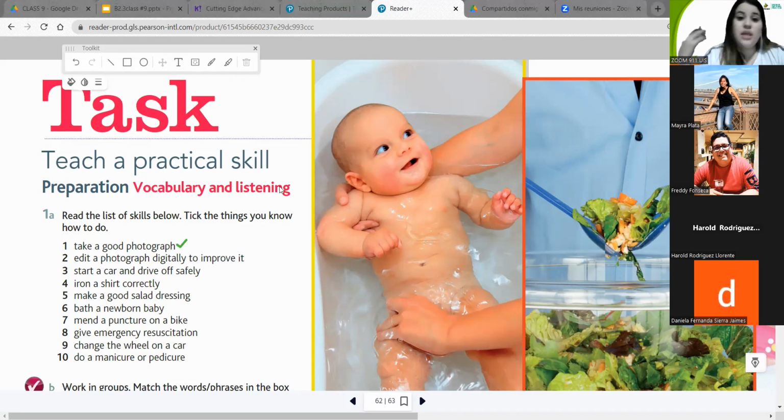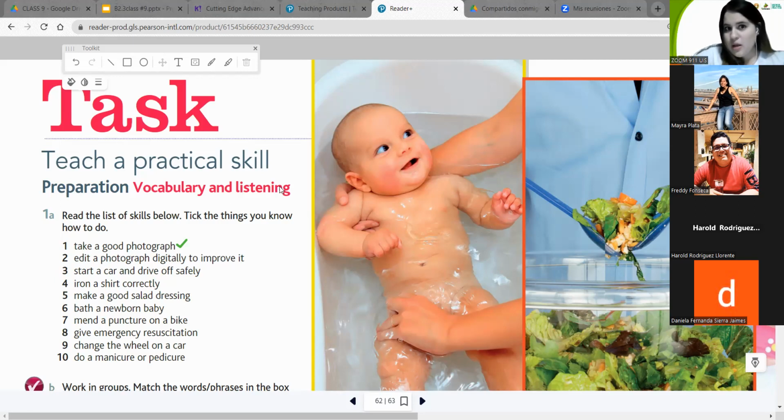Maybe you took a course or photograph lessons, or maybe you didn't take any lessons, but it's something that you are passionate about, and it's something that you do in your spare time or free time. If you consider yourself good at that, then you take it. Edit a photograph digitally to improve it. This is a skill. This is something that not many people can do, or not everyone can do, you know?